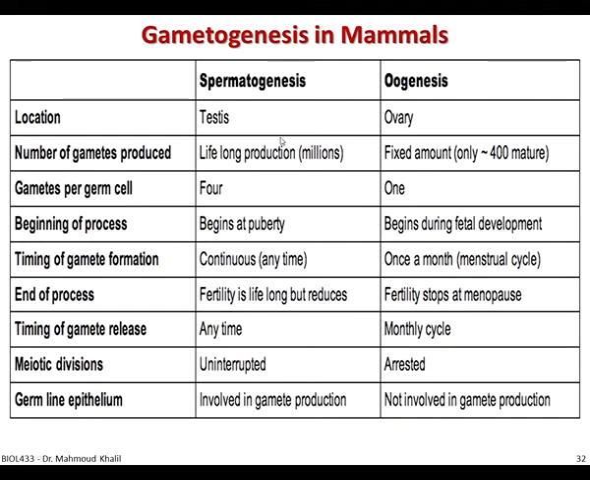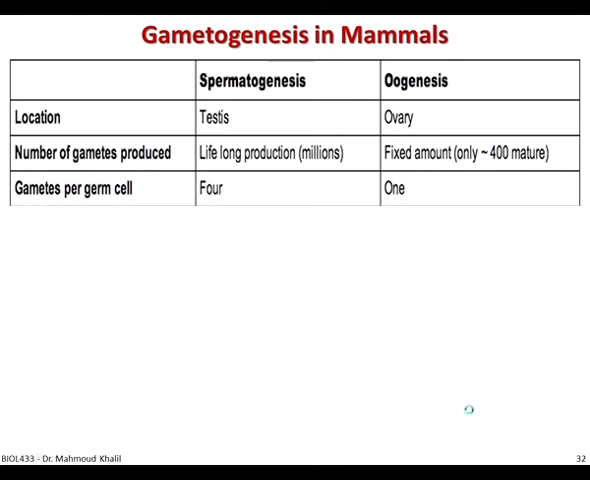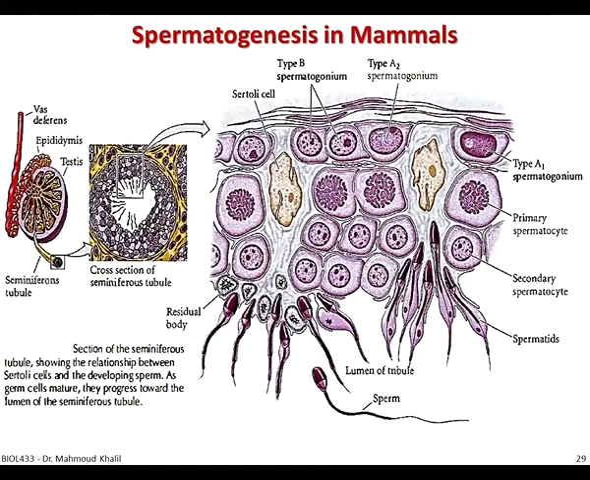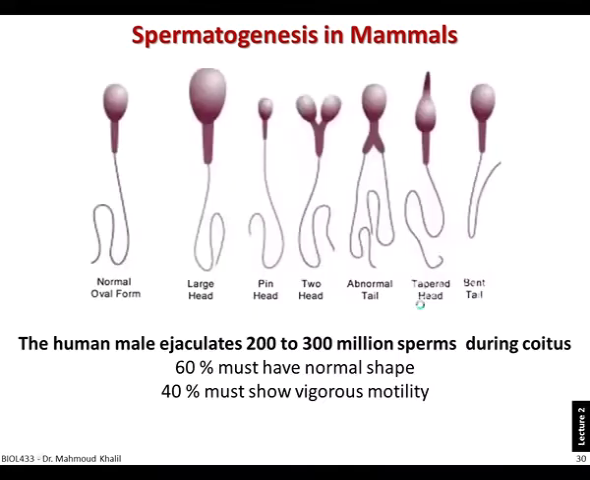The germline epithelium. So you can see in spermatogenesis, the germline epithelium is involved in the process of gamete formation, while in oogenesis it is not. What do we mean by germline epithelium? It's not involved in gamete production. If we go back to this figure, you can see that the starting material of the oogenesis is outside the epithelium, which is represented here by two layers, two lines. But in spermatogenesis, you can see that the epithelium, which is the starting layer, is involved in the process of spermatogenesis.